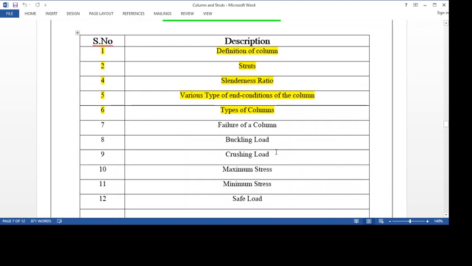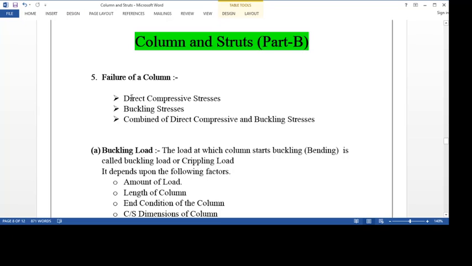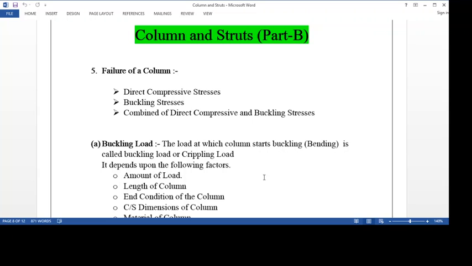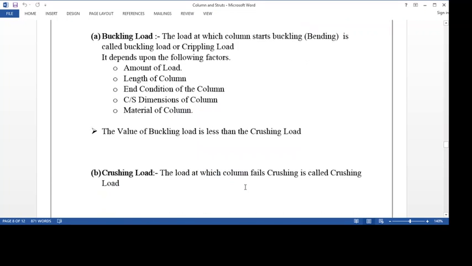Let's start the section: failure of columns. Generally, there are three types of failures of columns. Number one, direct compressive stresses. Number two, buckling stresses. Number three, combined direct compressive and buckling stresses. In failure of columns, before that, you should study some terminologies. Number one, buckling load. Number two, crippling load.